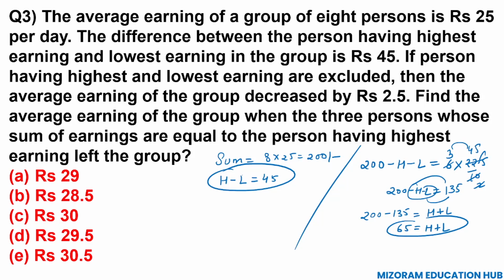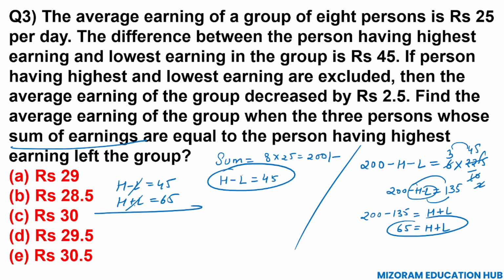Now we need to find H and L. The question says when the 3 persons whose sum of earning is equal to the person having highest earning left the group. So assume those 3 persons' earning together equals the highest one. We need to find the value of H. We have two equations: H minus L equals 45 and H plus L equals 65.